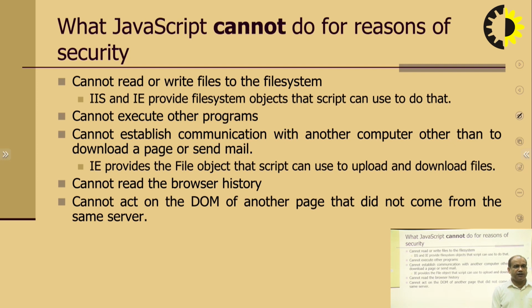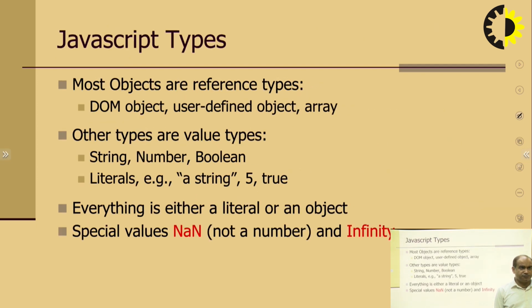We can't read the browser history. We can't act as a DOM to another page that did not come from the same server. So these are the things which can't be done with JavaScript due to security reasons.